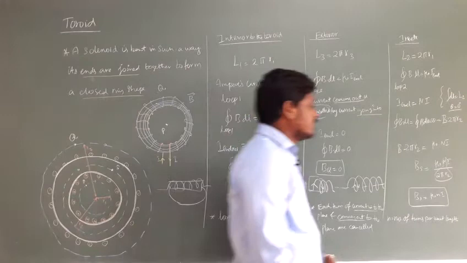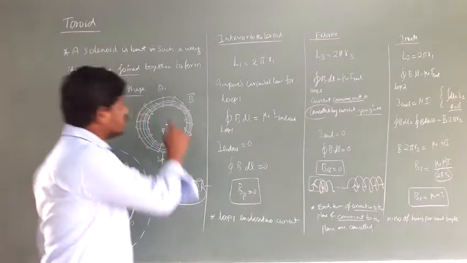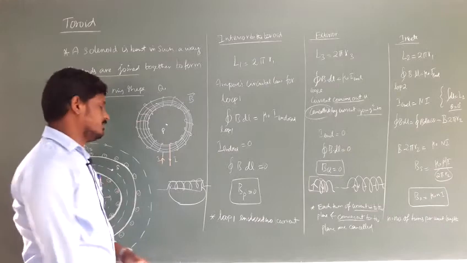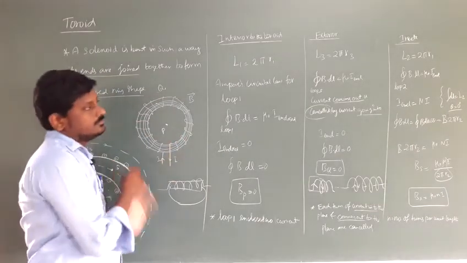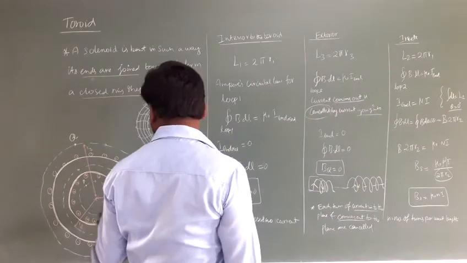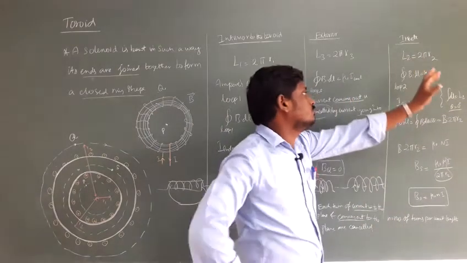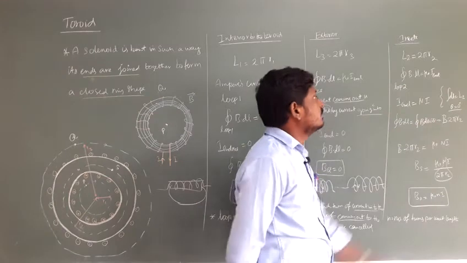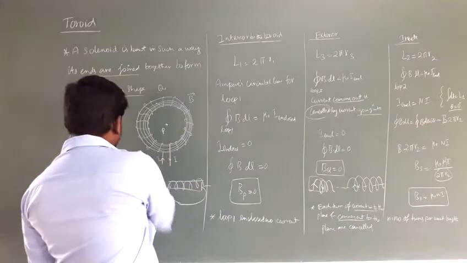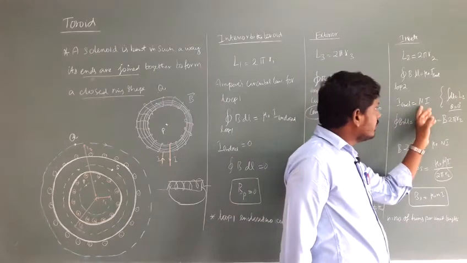Then finally, what is the magnetic field inside the toroid? Inside the toroid means this one. Already we know that inside the solenoid the magnetic field is uniform. In a similar manner, inside the toroid the magnetic field is uniform. So here the radius is R2, that is loop L2. Using Ampere's circuital law, closed integral B dot dl is equal to mu 0 I enclosed. What is the current enclosed? The current enclosed equals the number of turns times the current, so I enclosed equals N times I.